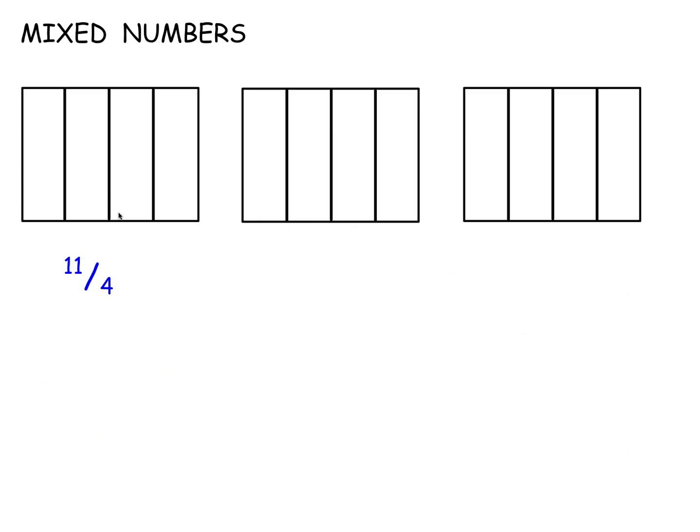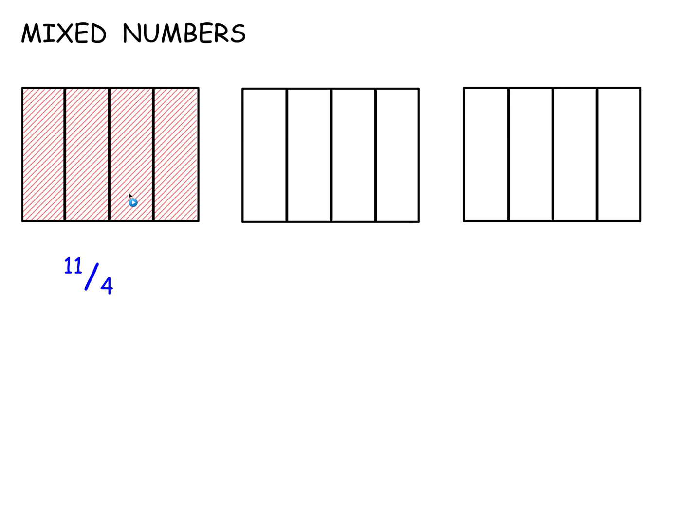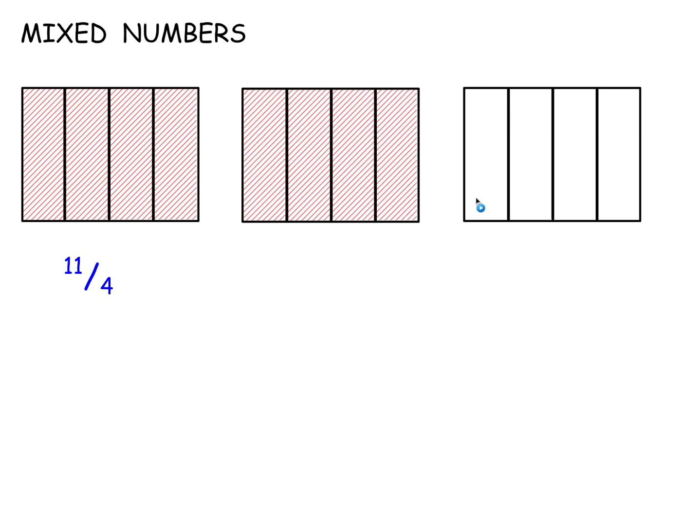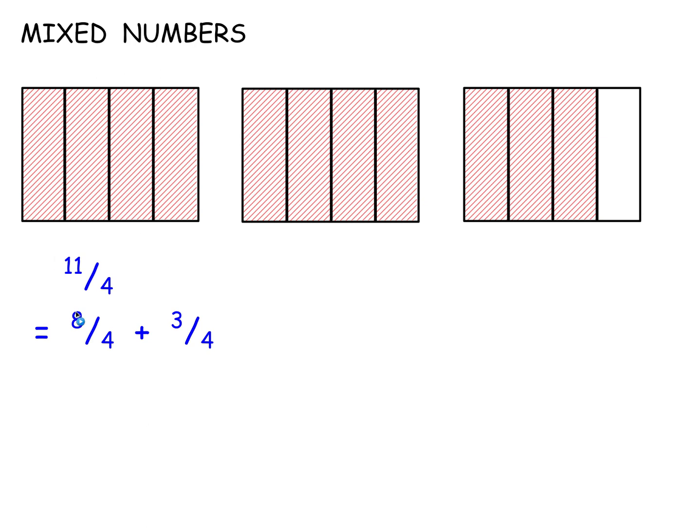So here we have the 11 quarters. That's 4 quarters, that's 8 quarters, and there's 3 quarters left over. And we can see it's 2 whole rectangles and 3 quarters. That would give us a mixed number, 2 3/4. So the 8 quarters, 4 here and 4 here, is worth 2 whole rectangles, and there's 3 quarters here on the third rectangle left over, 2 3/4.